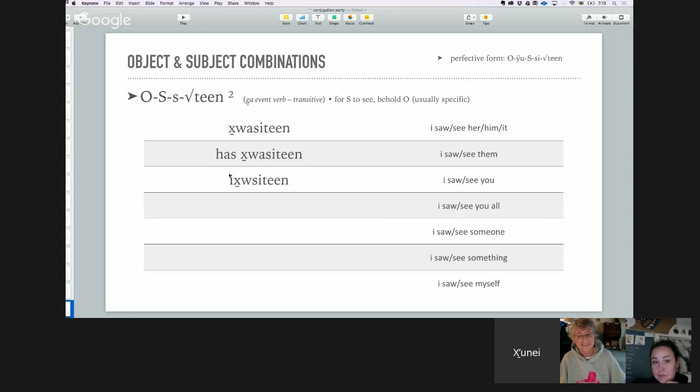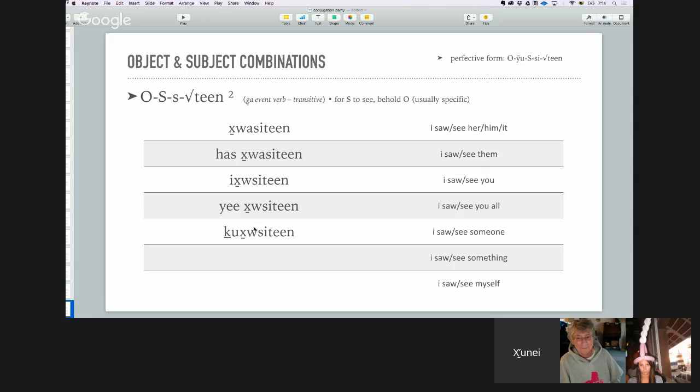Satin. So we remember, by learning these rules, we'll see why the contraction should happen here. A lot of people say ichwasatin, ilchsatin. It should collapse, and that's just something that happens. I saw y'all. Yilchsatin. I saw someone. Kuchsatin. That W should be in there. I saw something.